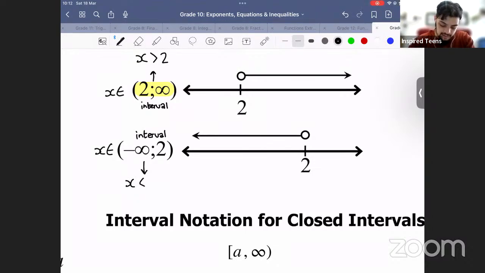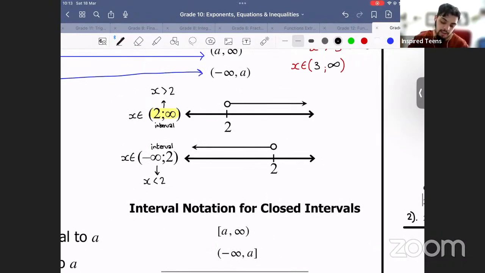Because x is less than 2 would be everything smaller than 2. So everything meaning up until infinity, but in the left direction, so negative infinity, because we go 1, 0, -1, -2, -3, -4, and so on, up until negative infinity.